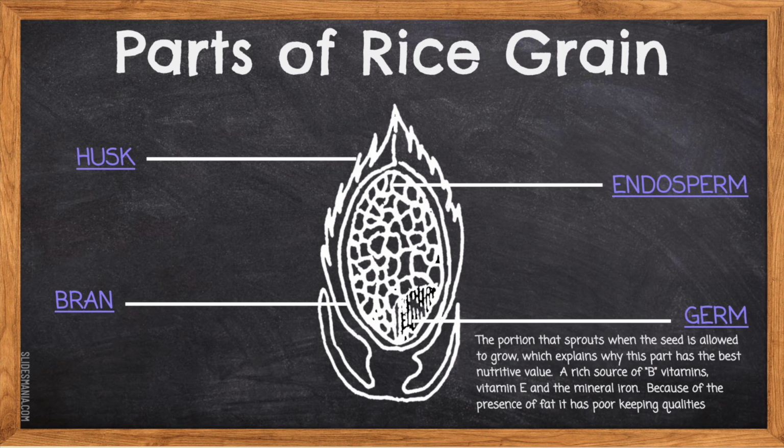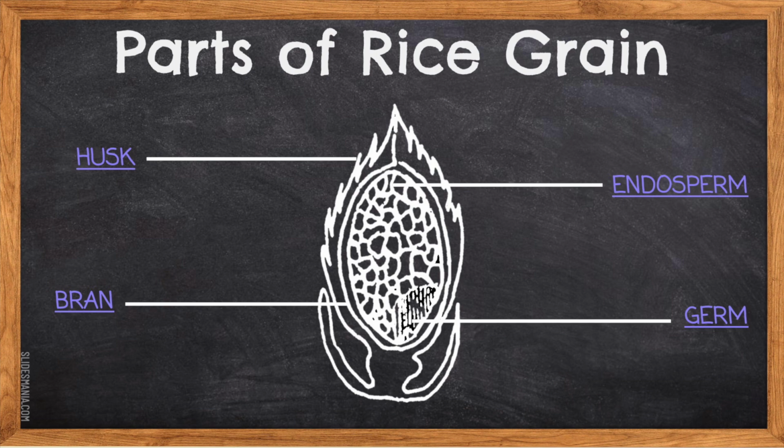Last is the germ, the portion that sprouts when the seed is allowed to grow, which explains why this part has the best nutritive value, a rich source of B vitamins, vitamin E, and the mineral iron. Because of the presence of fat, it has poor keeping qualities. Those are the 4 parts of the rice grain: the husk, bran, endosperm, and germ.